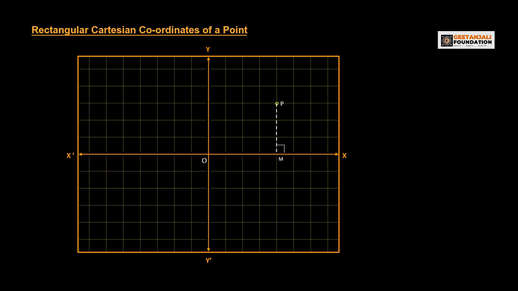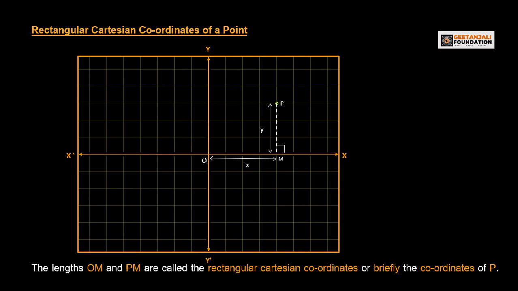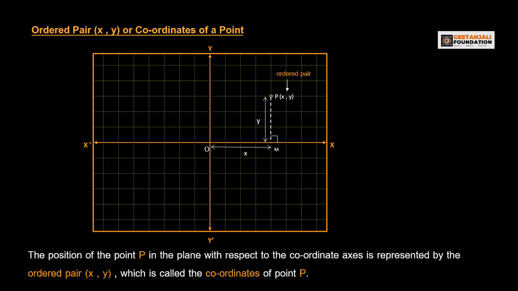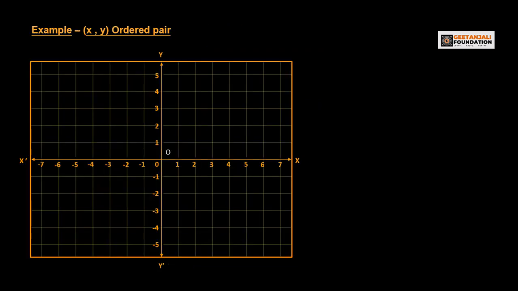Then we will find the distance of OM, let's say it is x units, and also the distance of PM, let's say it is y units. These lengths OM and PM will determine the coordinates of P, and we write it as (x, y). Here it is important to note that x and y are an ordered pair. It means while writing the position of P, you cannot change the order of x and y. Let's understand this by an example.